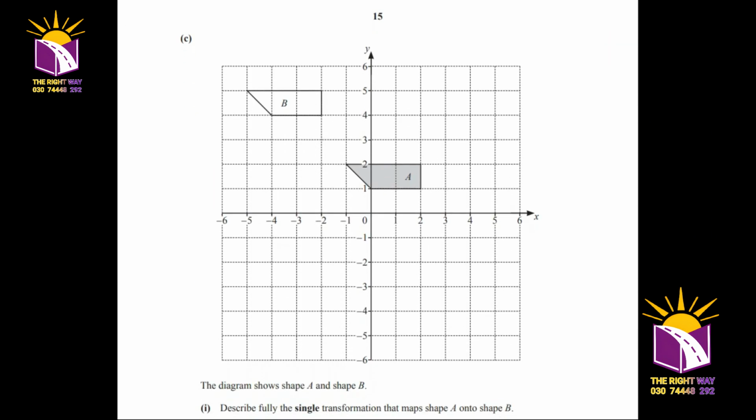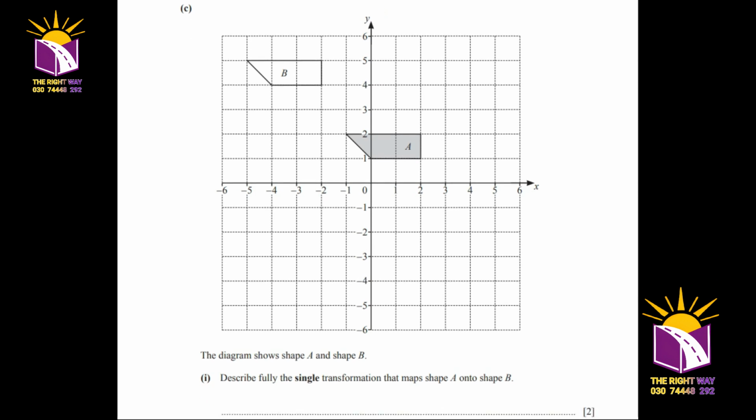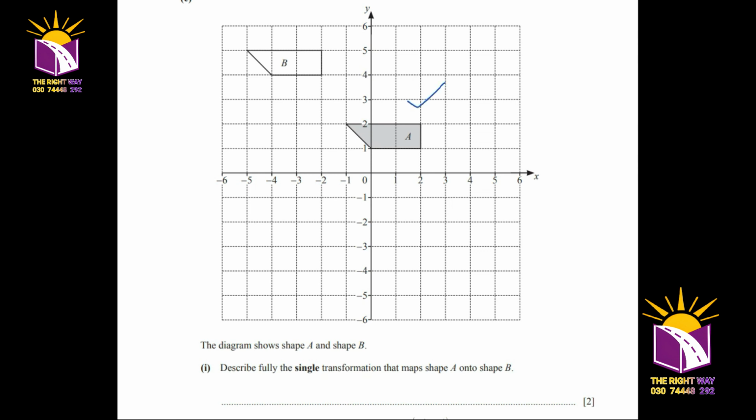Now part C. The diagram shows shape A and shape B. This is your shape A, this is your shape B. Describe fully the single transformation of shape A onto B. From this diagram, I can see that it is not a rotation and not a mirror image, so it will be a translation. And how can we write the translation?